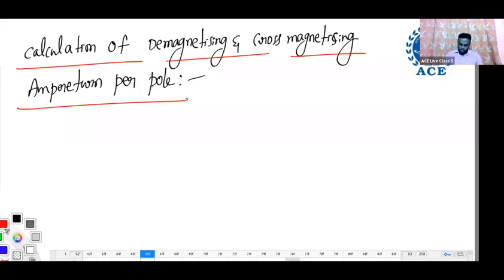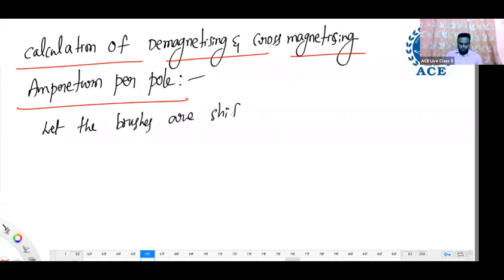That's why I am considering that the brushes are shifted in the direction of generator. In the direction of generator. So what is the figure?